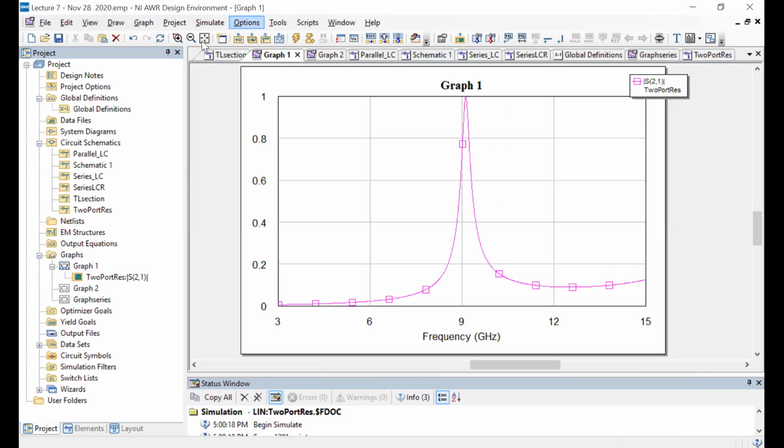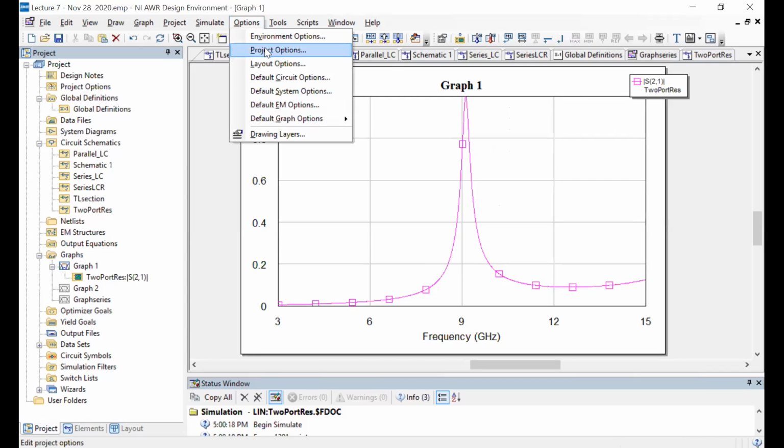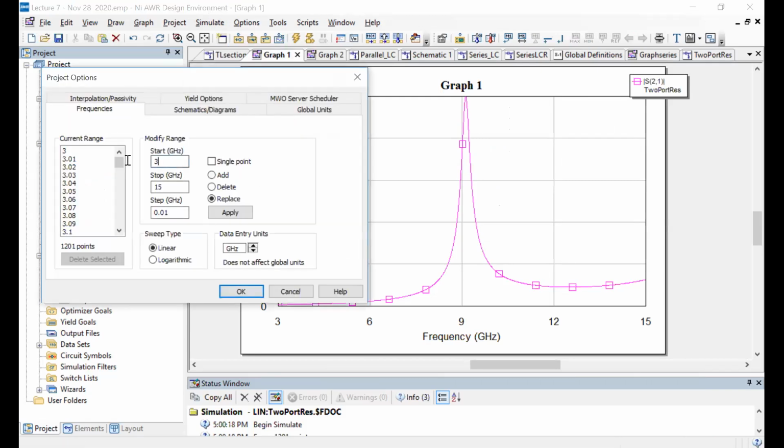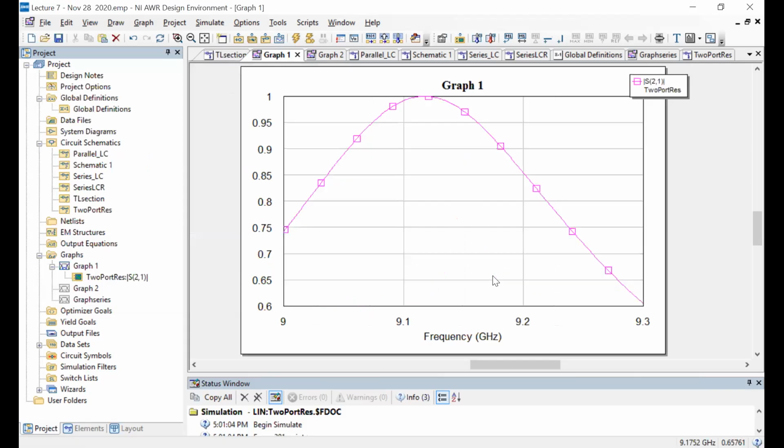Okay, now we're going to zoom in. So let me zoom in around this 9 gigahertz frequency. Okay, so I've zoomed in quite a bit. And now you see that this magnitude peak actually goes to 1. Okay, goes to a very high value, basically exactly 1. And then it drops off.